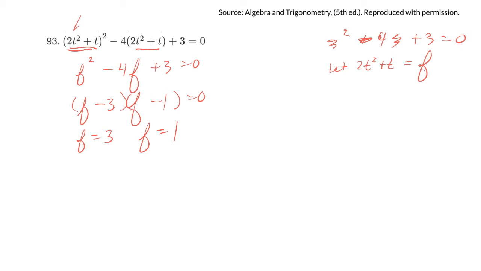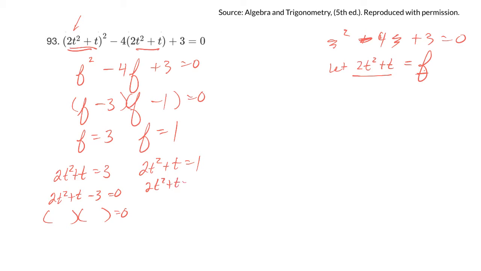But I'm not wanting to solve for f, I'm wanting to solve for t. So over here I said let this equal f, so wherever I see an f, I can write 2t squared plus t equals 3, or 2t squared plus t is equal to 1. Then I'll solve each of those equations. Since they're quadratic, I'll bring the 3 over to this side, and then I'll try and factor. And you can do the AC method, or you can do the guessing one. Same thing with this, 2t squared plus t minus 1 equals 0.